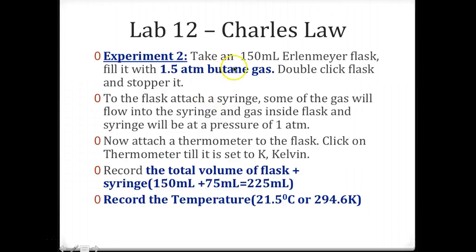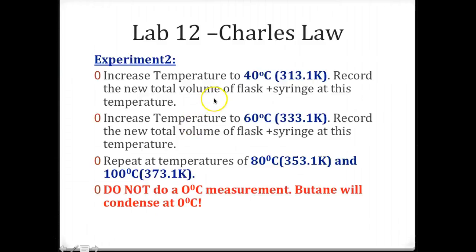In experiment 2, you're going to take another Erlenmeyer flask, add 1.5 atmospheres of butane gas, close it, attach the syringe, and let some of the gas flow into the syringe so that the pressure stabilizes and remains constant at 1 atm. Attach a thermometer, set it to Kelvin, and again the total volume of the butane gas is going to be 225 ml. Record the room temperature, which is 294.6 Kelvin, and then increase the temperature.